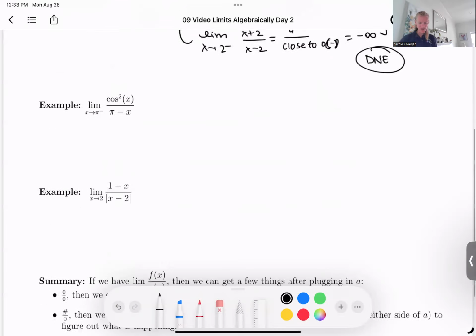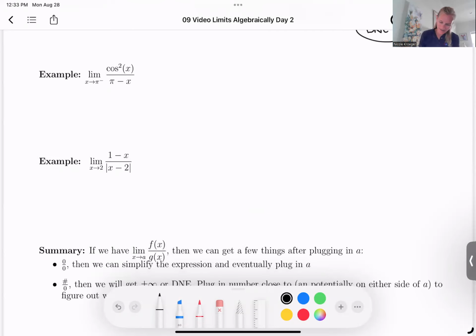Okay, let's keep going. So this one, if I plug in pi, we're looking at pi from the left, cosine of pi is -1. Cosine squared is going to be +1. And then pi minus pi is going to be 0. So we're getting a number over 0, which means we have to plug in something close to pi, but a little bit bigger. Or a little bit smaller, sorry.